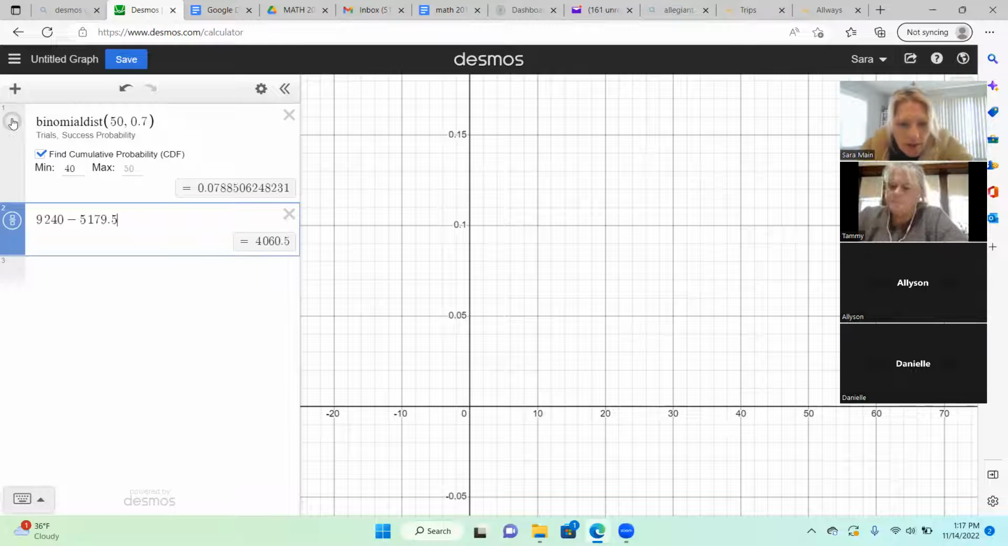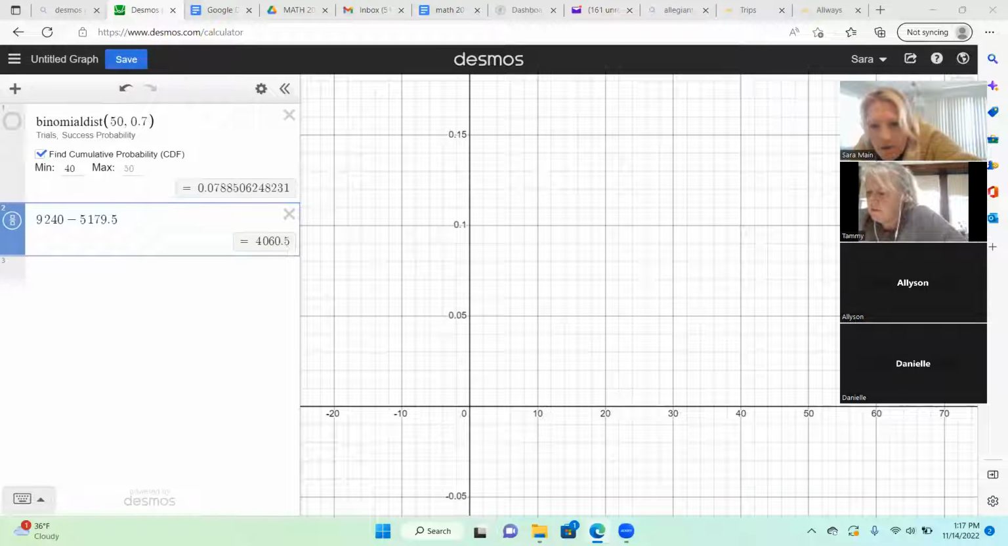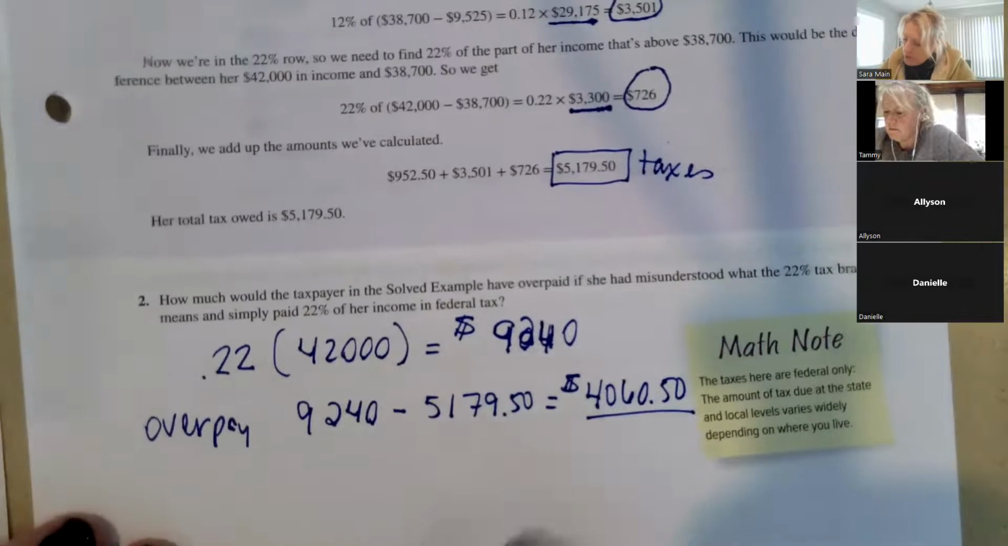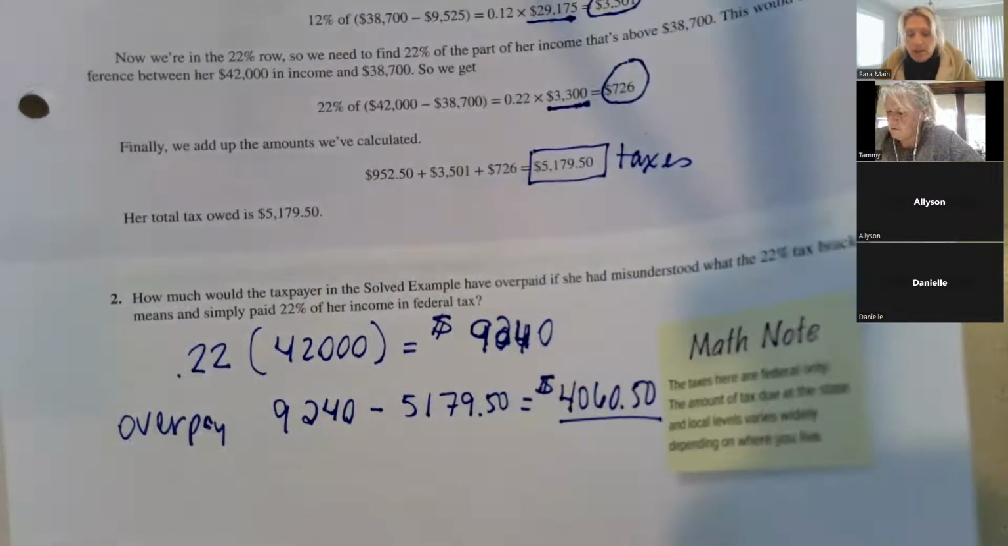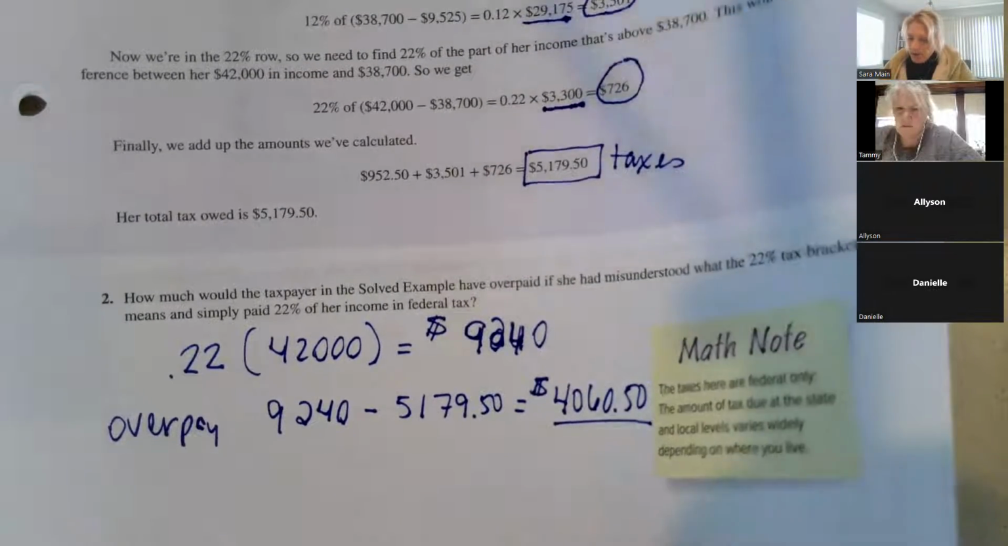Okay. So that's what she would have overpaid. That's a lot. And they would have caught it, right? And then they would have sent her a refund.